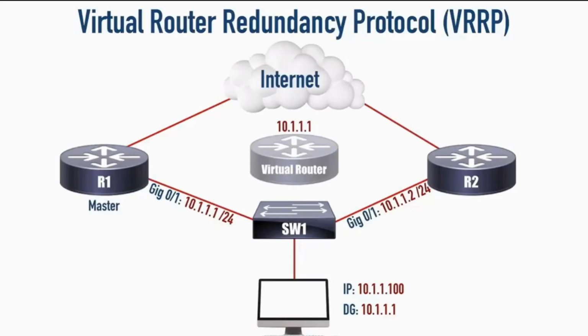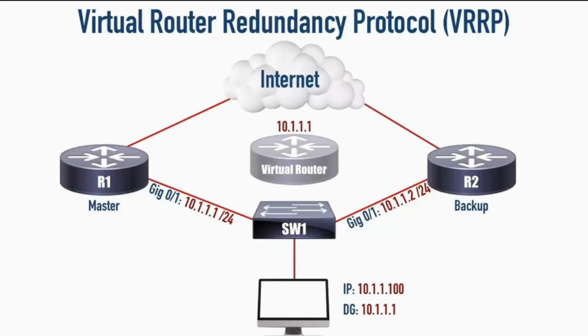We don't say active with VRRP. It's the master router instead of the active router, and it's a backup router instead of a standby router. But if R1 goes down, R2 can take over servicing that virtual IP address. Now, you don't have to have the virtual IP address be the physical IP address of an interface. In fact, I kind of think it's the best practice not to do that, but you can, and I wanted you to know that that's a possibility with VRRP.